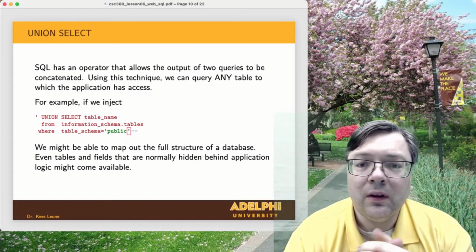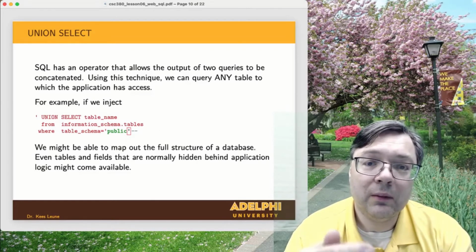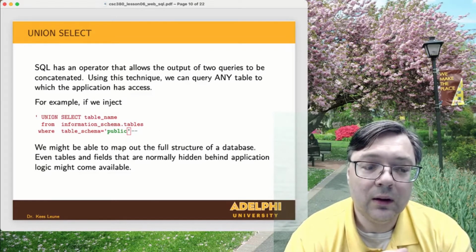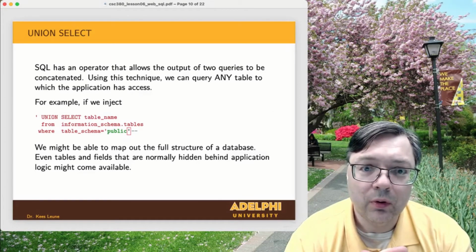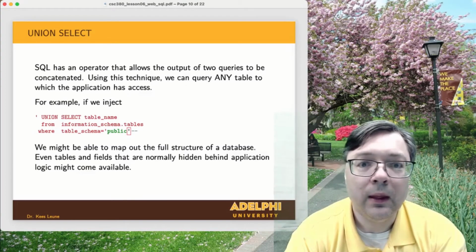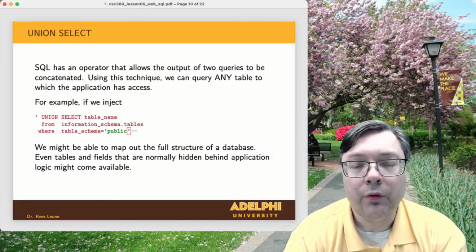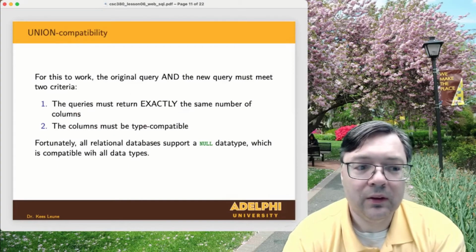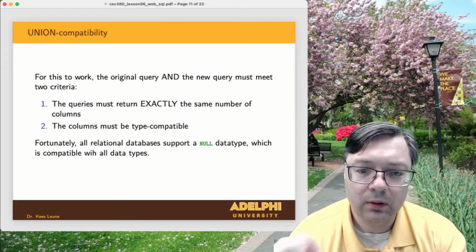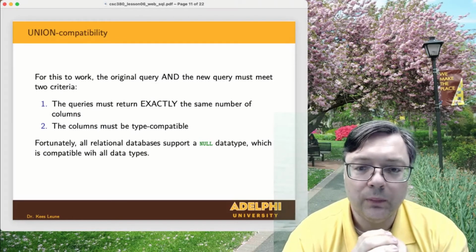And even database tables that you might not have direct access to either through the user interface that you are using, or maybe even tables that were never meant for you to be accessing are now accessible using this technology. So it does allow you to really map out all the tables and all the contents of all the tables in the database. And you can imagine that that's a pretty dangerous capability to have if an adversary can do that. Fortunately, there's a little bit of a limitation, and that is that both of the queries that are glued together using that union statement have to be union compatible.